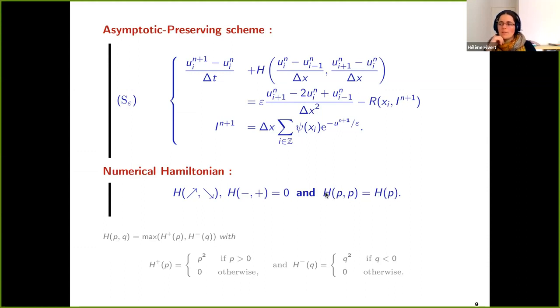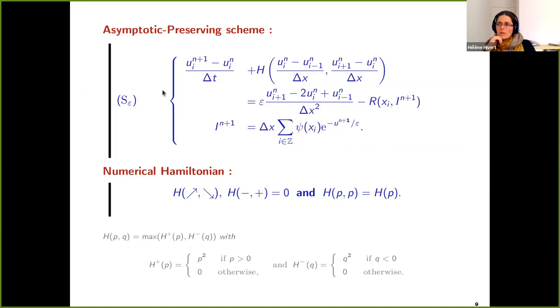And it enjoys a consistency, meaning that the numerical Hamiltonian evaluated at the same point is the real Hamiltonian. It means that this numerical Hamiltonian evaluated in p and p is equal to p squared, okay, in this case. Well, so there is a choice, for this very easy Hamiltonian h of p equal to p squared, we can choose the Hamiltonian like that. But the things that are important, in fact, are these properties. Okay. And now we have to study this scheme.